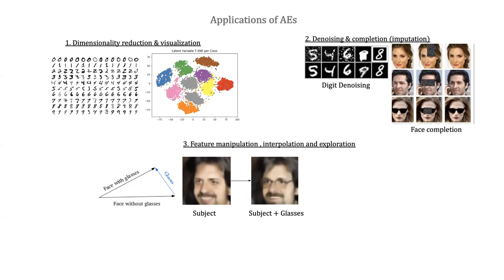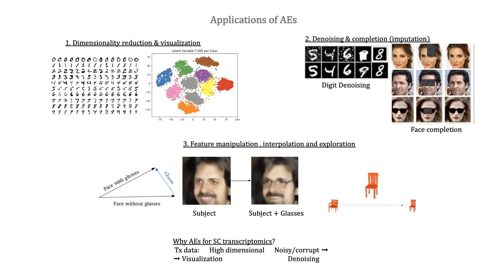You can also slowly morph from one type of object to another. You can traverse the latent space in order to slowly morph from one starting picture to a final picture. In this case, you're just morphing a short chair to a tall chair.